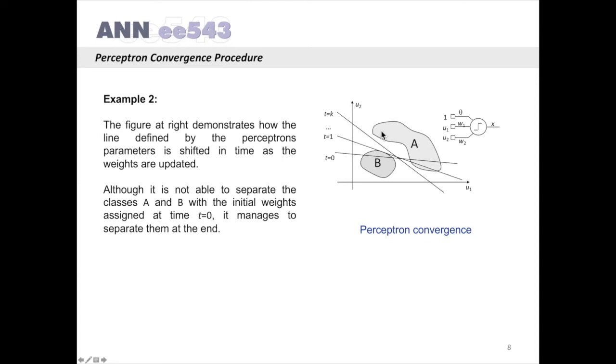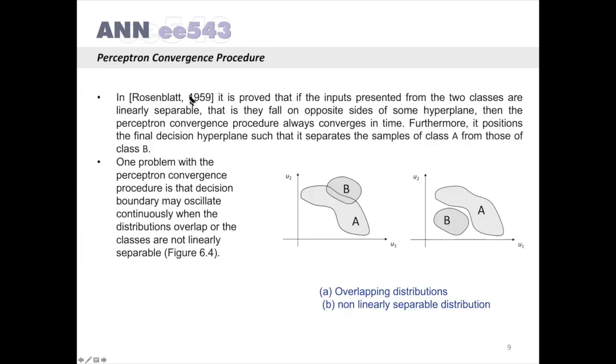its direction, and it goes on in this manner until W1, W2, and theta are adjusted by the convergence procedure such that the classes A and B lie at opposite sides of the line defined by the perceptron. Although it is not able to separate the classes A and B with the initial weights assigned at time t equal to 0, it manages to separate them at the end. In Rosenblatt 1959, it is proved that if the inputs presented from the two classes are linearly separable, that is, if they fall on opposite sides of some hyperplane, then the perceptron convergence procedure always converges in time.